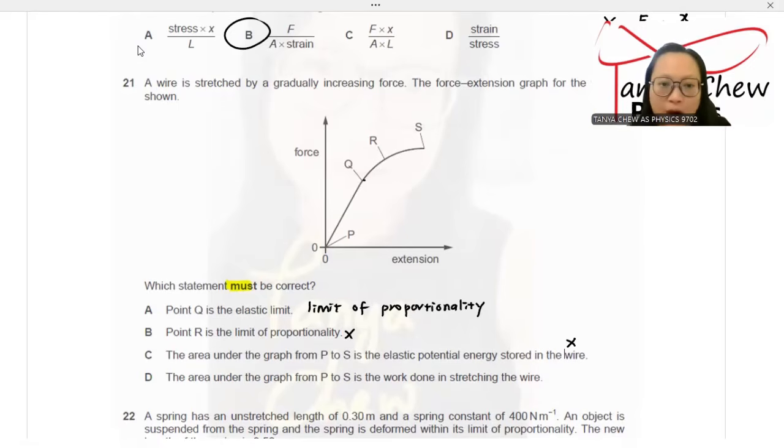D: the area under the graph from P to S is the work done in stretching the wire. That is true because this is the external work that you are doing. You are increasing the force on the wire.